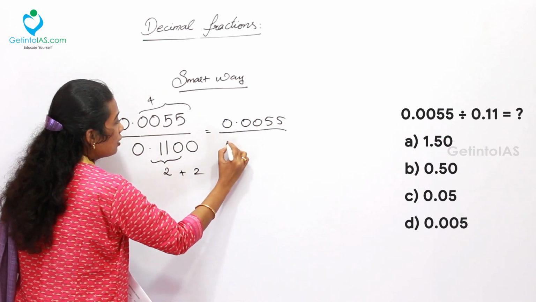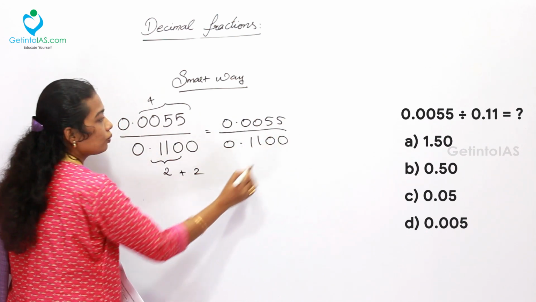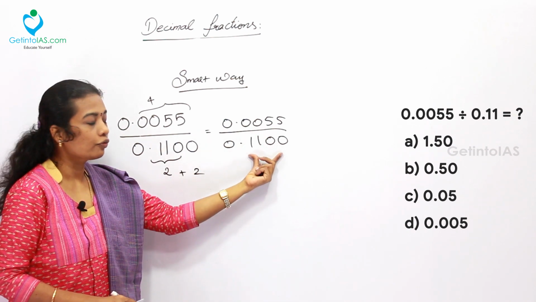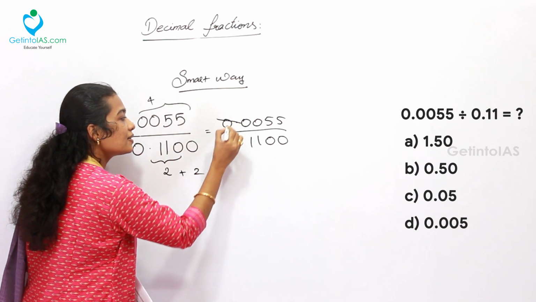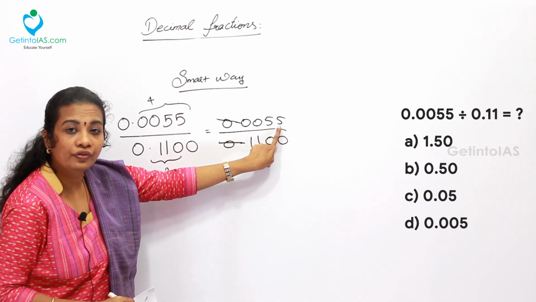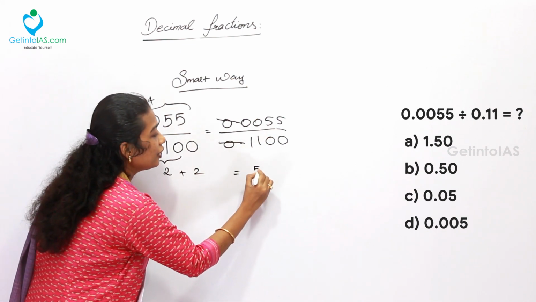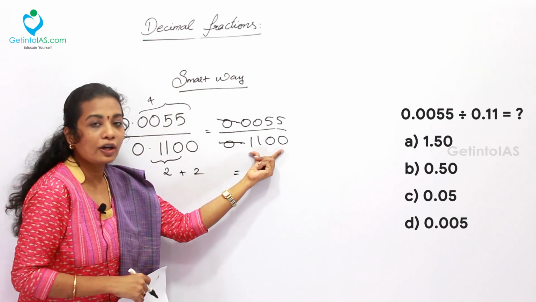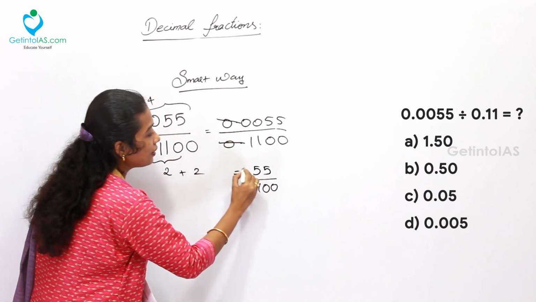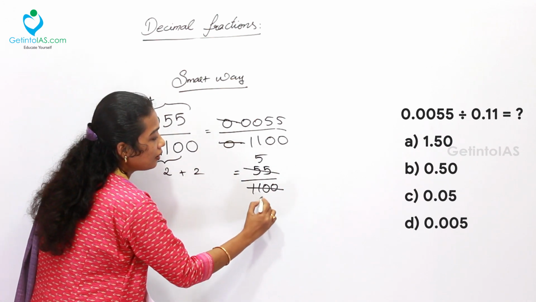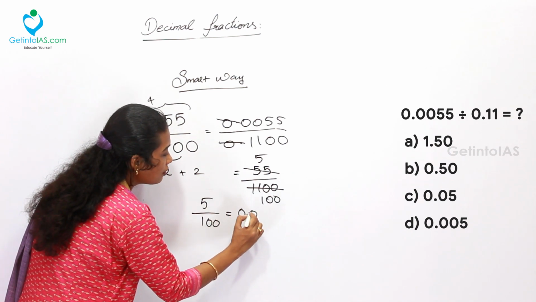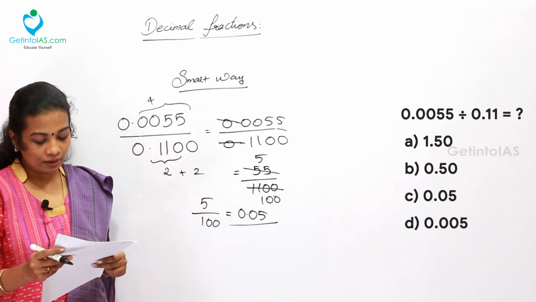As soon as I have included 2 zeros, I will be getting here 0.0055 by 0.1100. Whenever these 2 digits are equal, that is after the decimal point, here 4, definitely you can cancel the 0 and point together. Now read the value. What is the value? 55. So write down 55 on the numerator. Now read this value on the denominator, 1100. We can simply cancel this. Divided by 5, 5 times, here 100 times. 5 by 100 is nothing but 0.05, which is given in the option C.